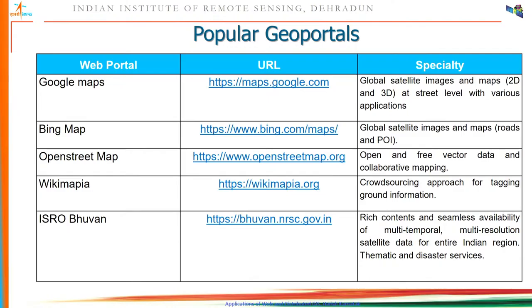Wikimapia API is not a data repository, but it is a platform for a crowdsourcing approach for tagging ground information. What you can do here is geotag different geographical features in your locality, and the same data is also available for visualization and access, and can be used by different types of users.